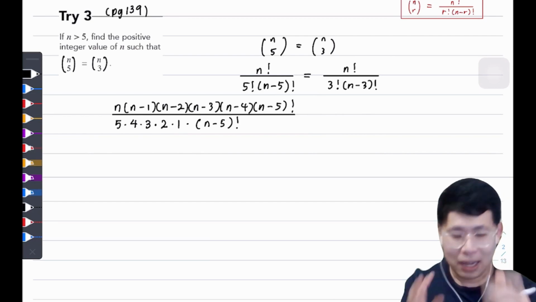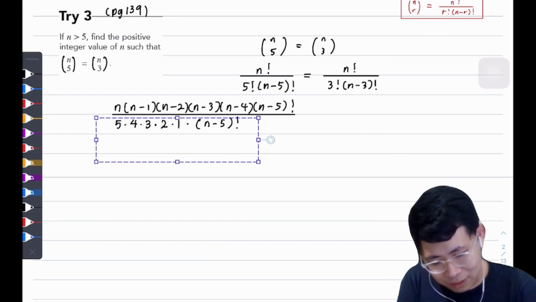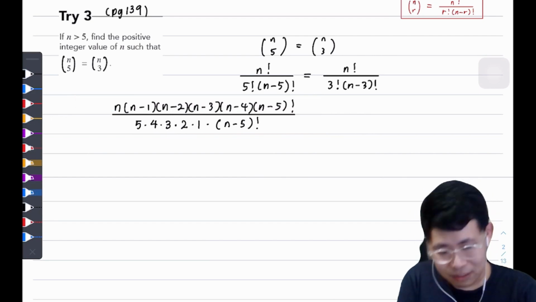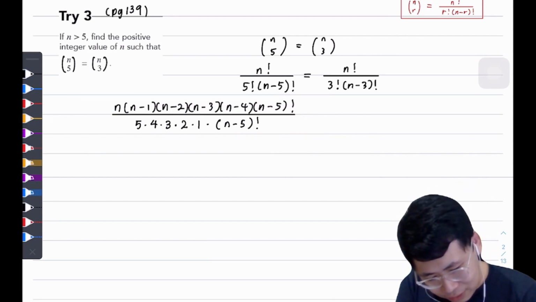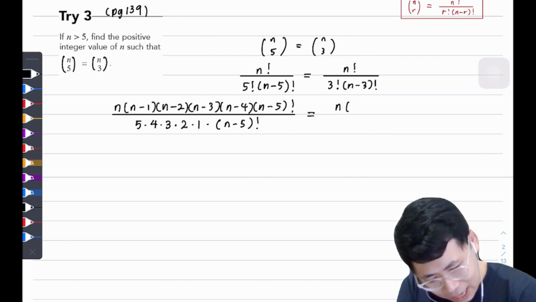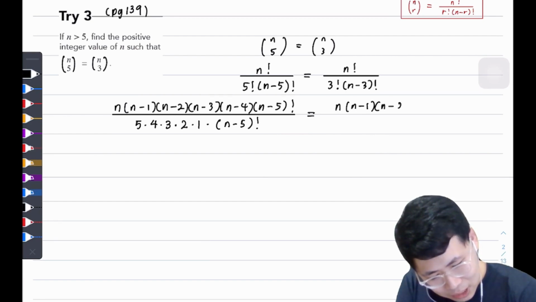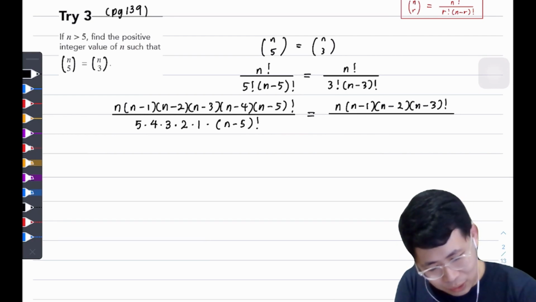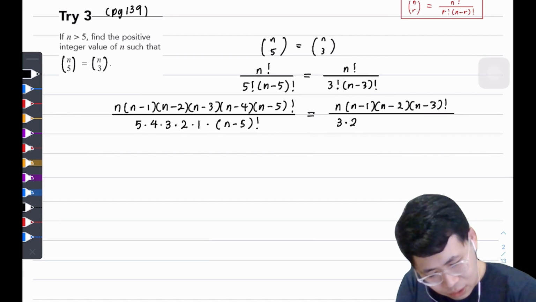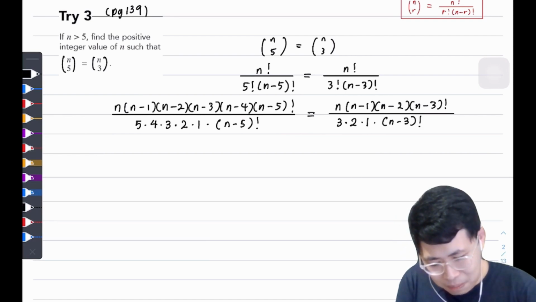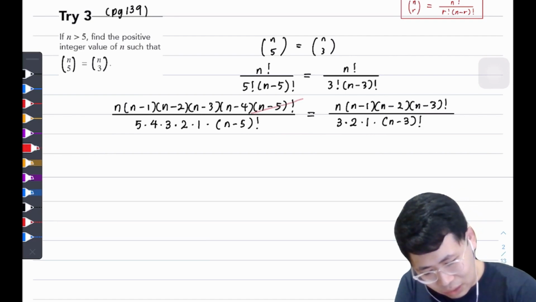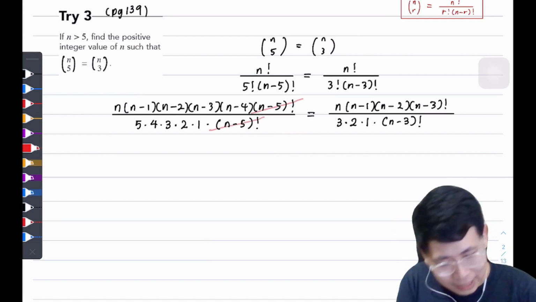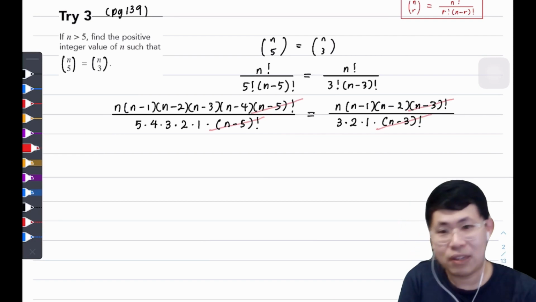The factorial part is the one where I want to cancel out, but the remaining one over there, I will just leave it there. Then on the right hand side, I have the same thing, n, n minus 1, n minus 2. I see an n minus 3 factorial at the bottom, so I stop here. How do I know where to stop? Just look at the denominator, look at what you want to cancel. Then the 3 factorial is 3, 2, and 1, and I multiply with n minus 3 factorial. Immediately I can cancel n minus 5 factorial with n minus 5 factorial, and n minus 3 factorial with n minus 3 factorial.